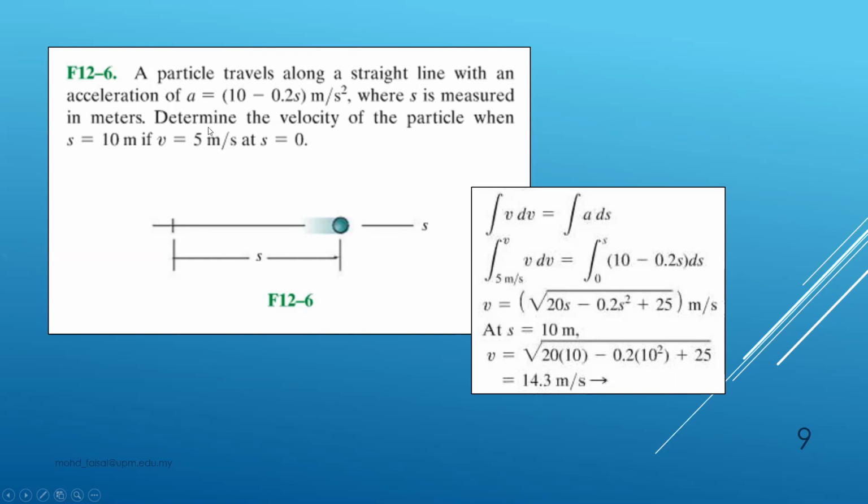And since we need to determine the velocity of the particle when the distance is at 10 meters, let's say from here to here is 10 meters. So that is what we are looking at. We want to know at this point what the velocity is. So using the expression that you get, just simply put in the 10 meter value, then do the math, and you get that at that particular position, it is travelling at 14.3 meters per second. Okay? And the direction is to the right.